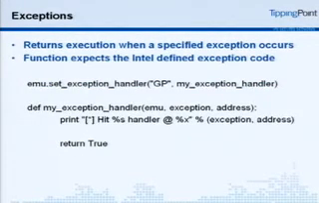Exception handler returns execution when a specific exception occurs. The function expects the Intel-defined exception code. GP is a general protection fault. Things like an access violation and a memory fetch will call into your handler. I have two different ways, and I didn't really put that in the slides, for handling unknown memory requests. You can either execute in fault mode or non-fault mode.